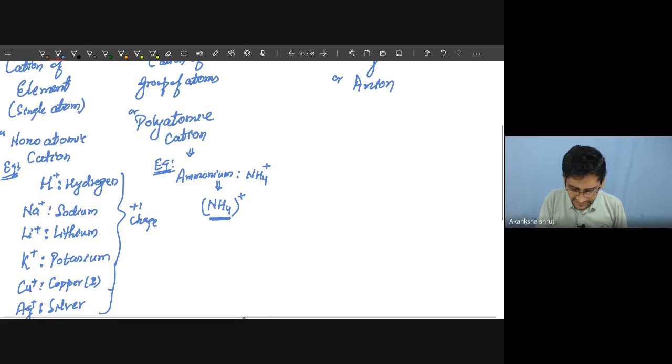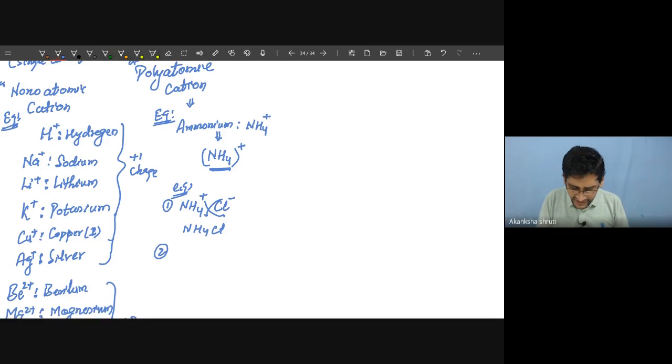Example, if ammonium is combining with chlorine, then this ammonium NH4 has to be kept together with positive charge, and chlorine we have learned is Cl minus. So this one has to be written here, and this one has to be written here. So it becomes NH4Cl.